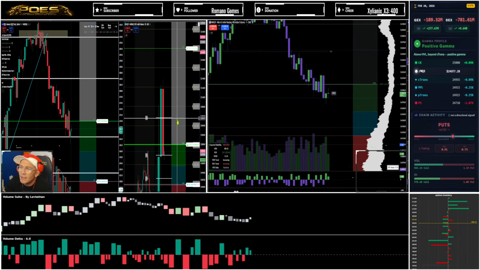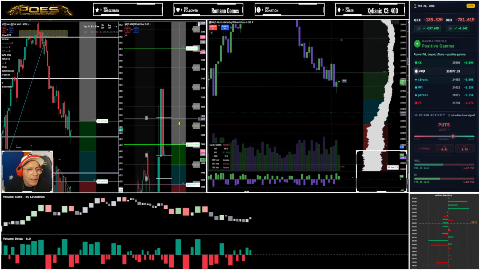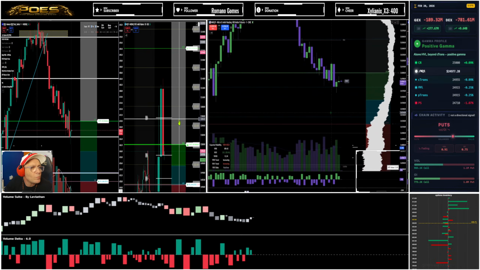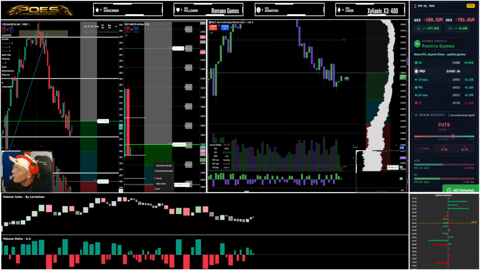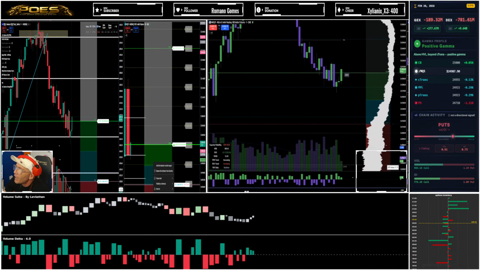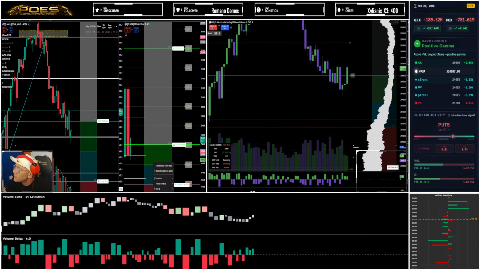Personally, I'd love to see something like a 2550. But it's going to struggle. It's got a lot of pockets to get through to get there. 20 up to 25. Finally broke 25. 2500. Let's get up to the 2550s now. Let's keep pushing.